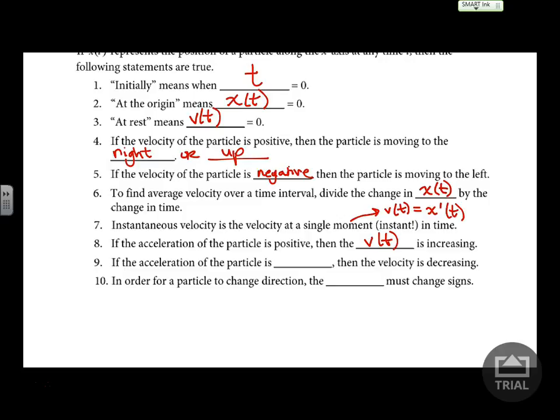So number 9, if the acceleration is what, will the velocity be decreasing? So kiddos, these last few, aren't they really just applications of the increasing decreasing test? Cool.